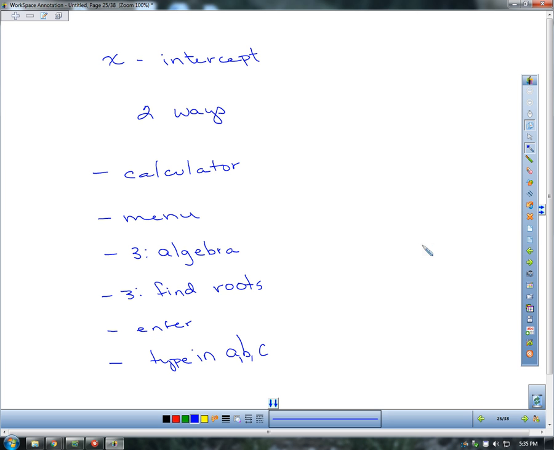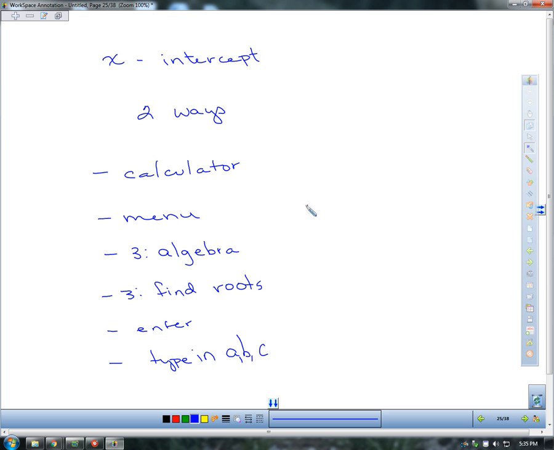So there's actually two ways to find an x-intercept. I'm going to go ahead and let you write these down. So if you need to, hit pause. But on the calculator, going through the calculator way, you're going to go to Calculator, Menu, Algebra, Find Roots, Enter, then you have to type in ABC.